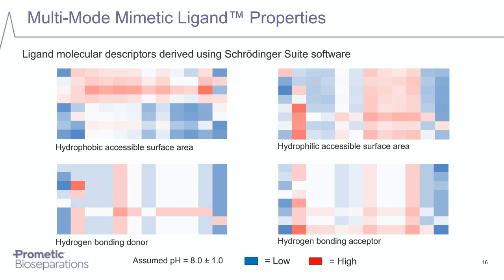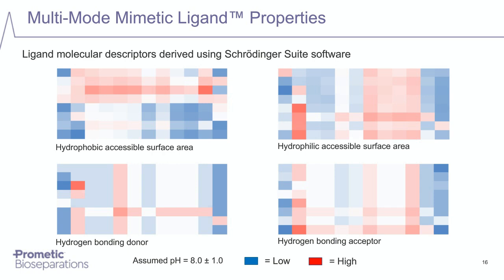So we can look for hydrophobic accessible areas on the ligand, and that's shown there in the top left. Blue means it has a very low score for hydrophobicity. Red means it has a very high score for hydrophobicity. And you can see that within those 96 ligands, we have a very diverse range of ligands in terms of their hydrophobic properties. We can do the same for other chemical descriptors such as hydrophilic accessible surfaces. You can see we get a completely different pattern there for hydrophilic ligands.